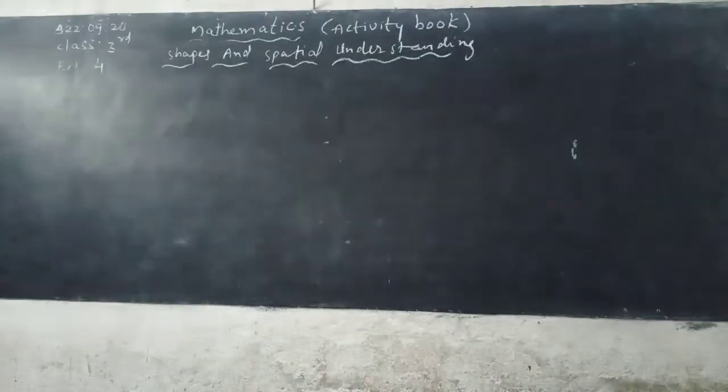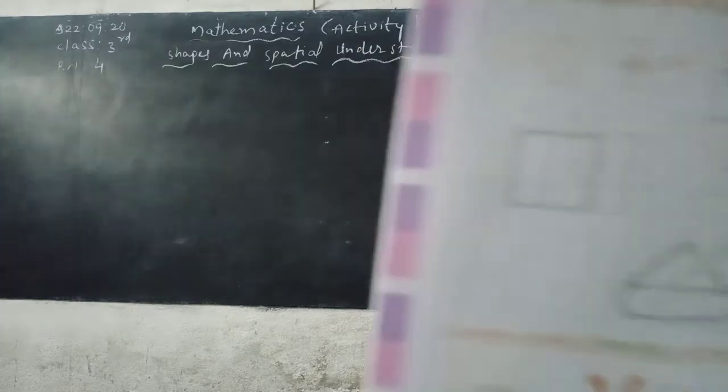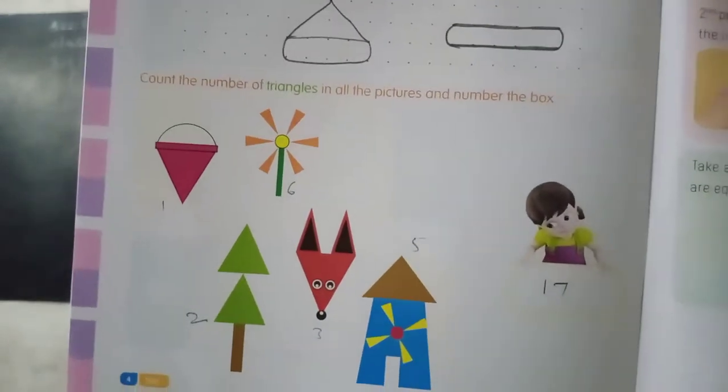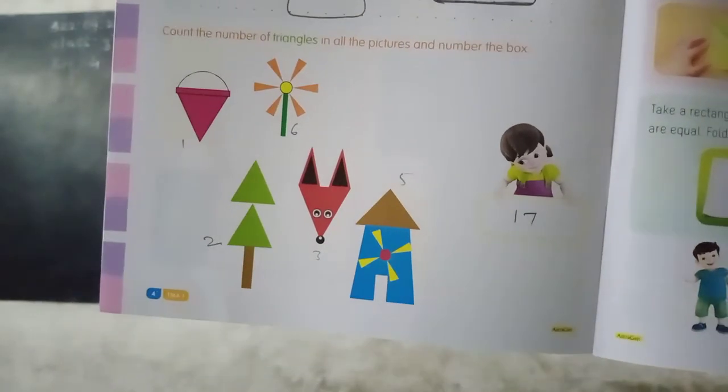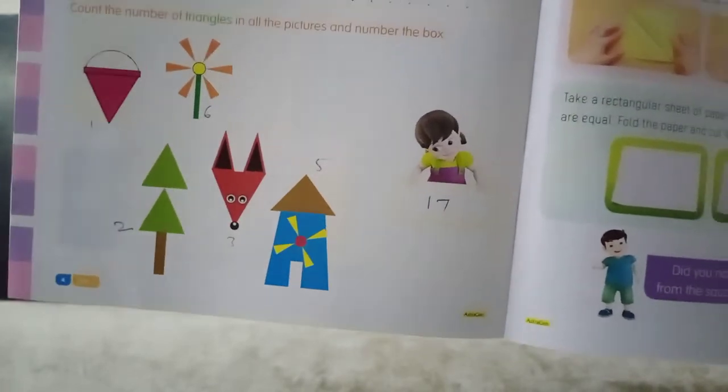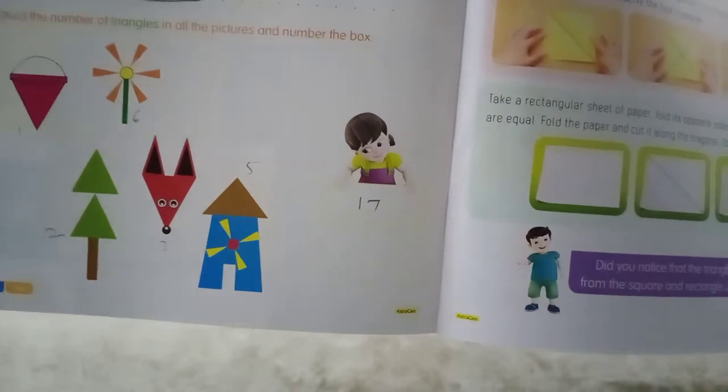So, you can write 1 triangle, 6 triangles, 2 triangles, 3 triangles, 5 triangles. Total how many triangles? 17 triangles. See here. First figure has 1 triangle, second figure has 6 triangles, third figure has 2 triangles, fourth figure has 3 triangles, last figure has 5 triangles, total 17 triangles.